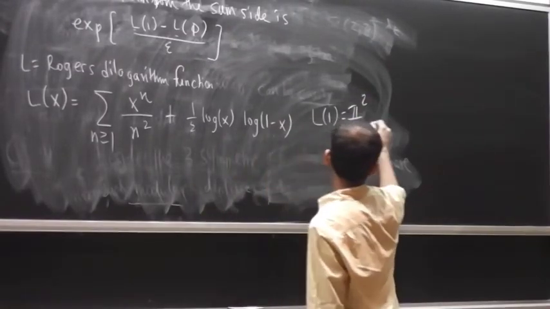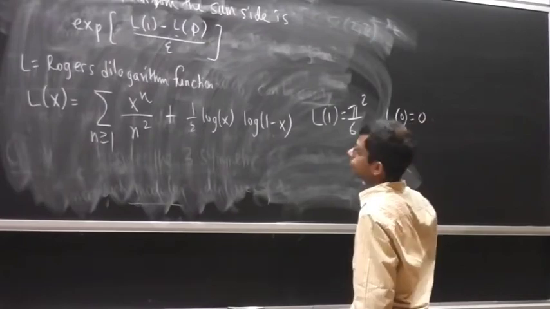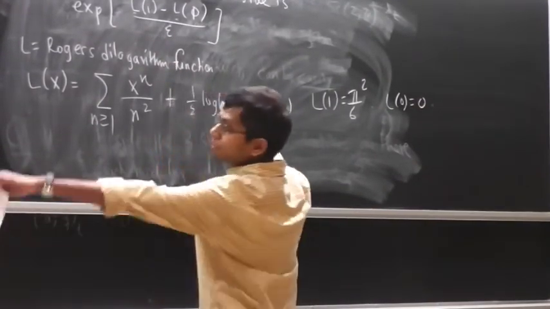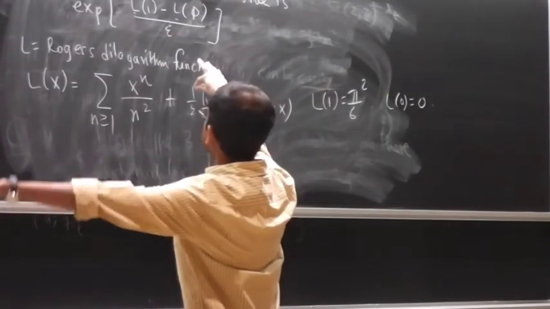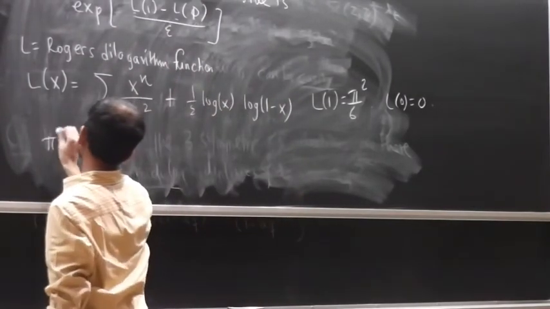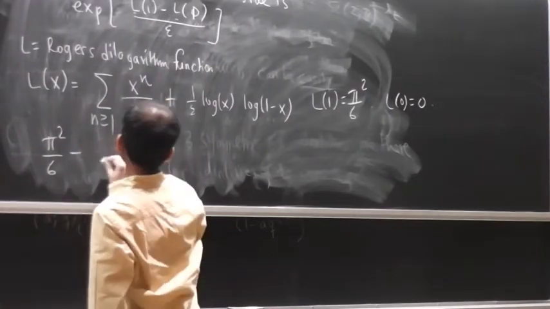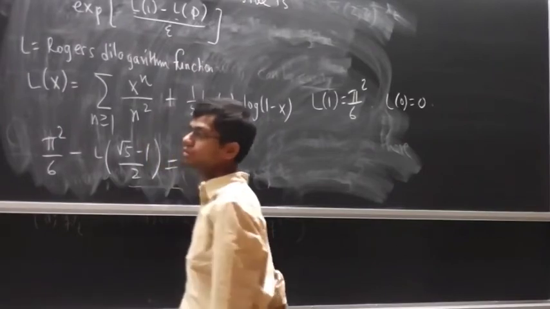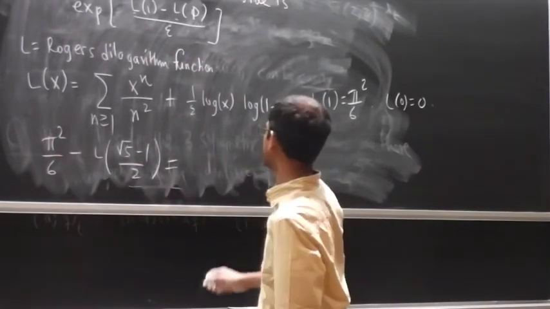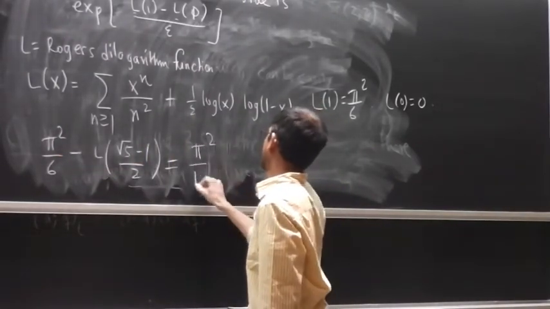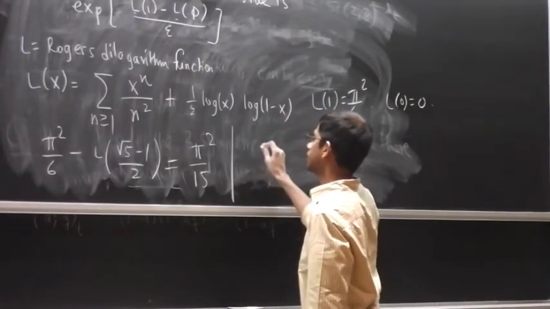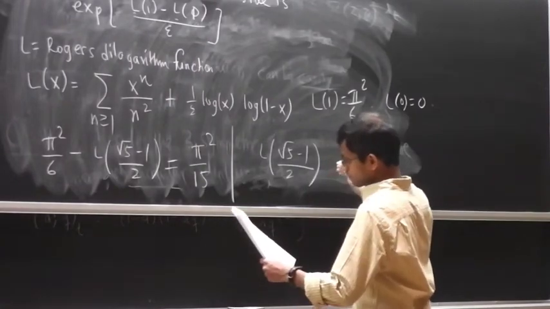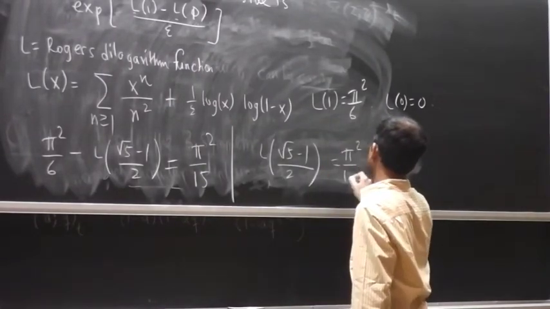Alright, and L of 0 is 0. That's another limit that it has. So what do you get here? Well, if you compare the most dominant terms, then you get L of 1, which is pi squared over 6, minus L of ... that equals pi squared over 15. So you massage it a little bit and you see that it is pi squared over 15.